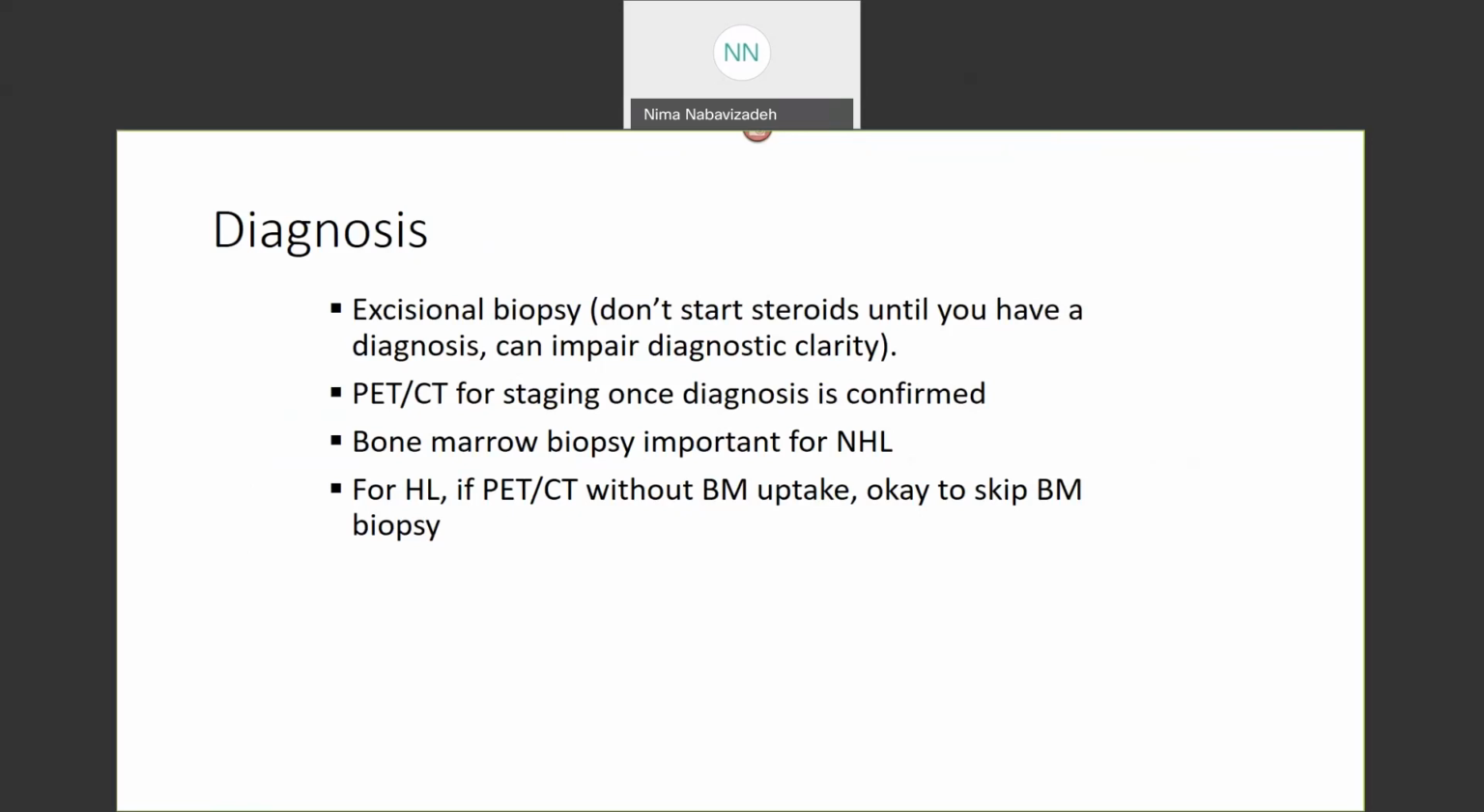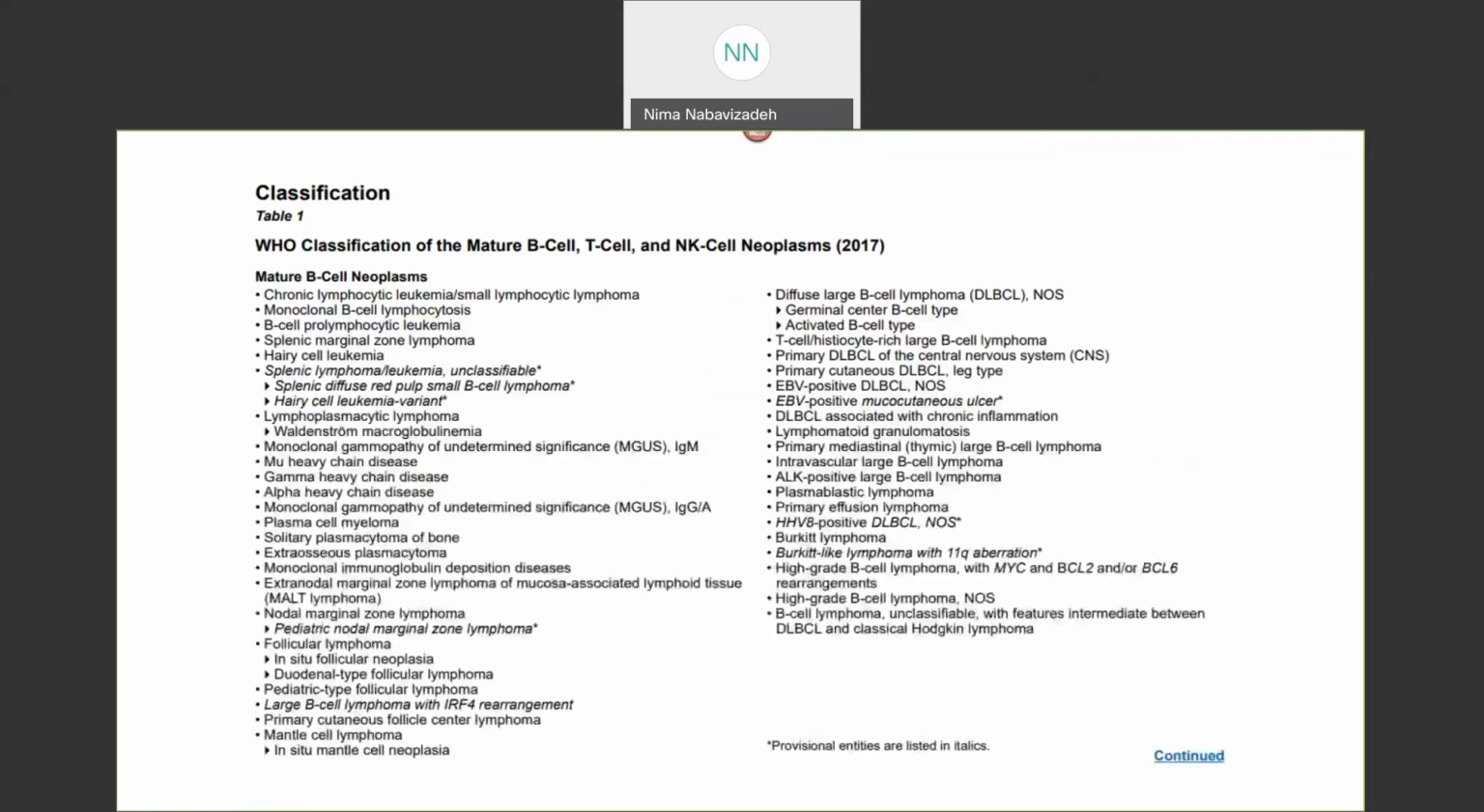I think it's a good idea. PET-CT is important for staging. Bone marrow biopsy is important for all non-Hodgkin's lymphomas. And for Hodgkin's lymphomas, if PET-CT does not show any bone marrow uptake, it's okay to omit it. Only for Hodgkin's lymphomas. And knowing whether or not bone marrow is involved is important for staging, which we'll talk about.